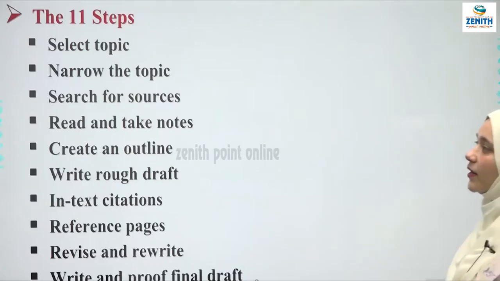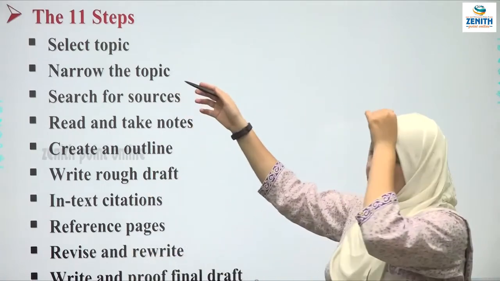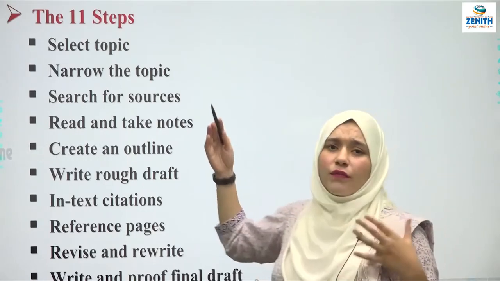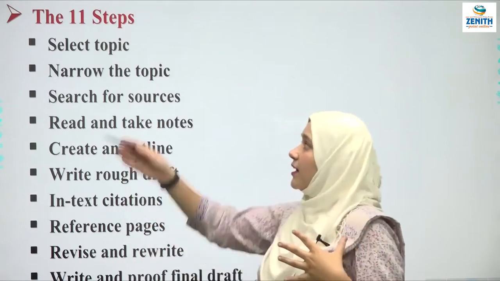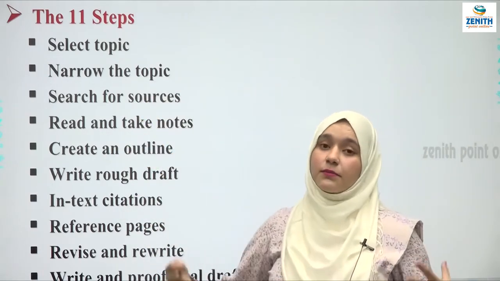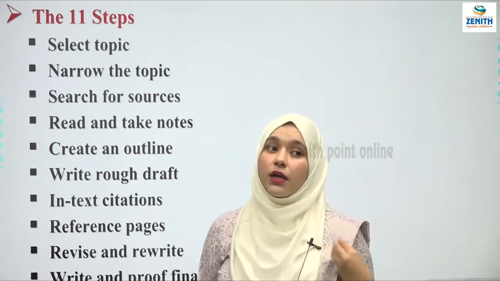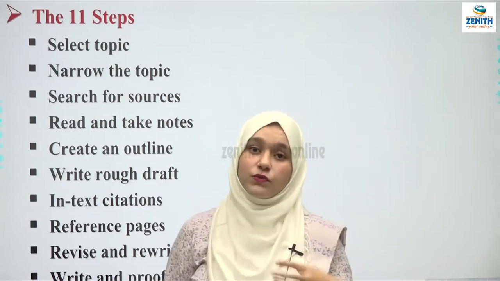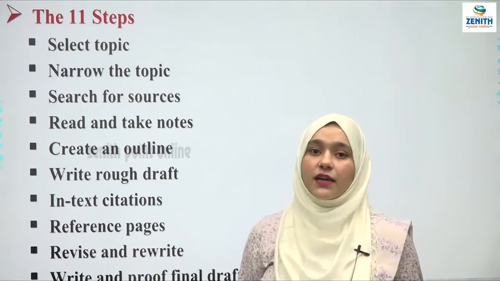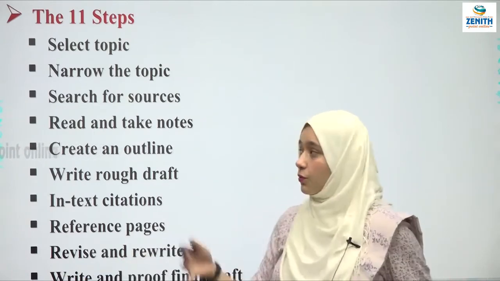Okay, 11 steps of writing a research paper, conducting a research. Select a topic, narrow the topic, search for sources, read and take notes. We have already discussed all of these in detail, right? Selecting a topic, then narrowing it, is very important. We discussed it in much detail in our previous lectures. Search for sources, which are going to be your primary sources for research and which are going to be your secondary sources. Then read and take notes. You are supposed to take notes of whatever literature review you are doing.